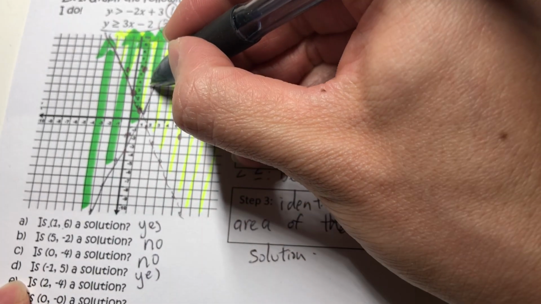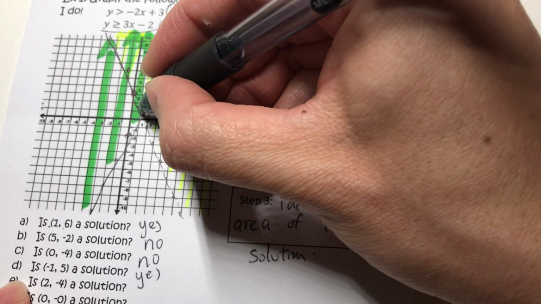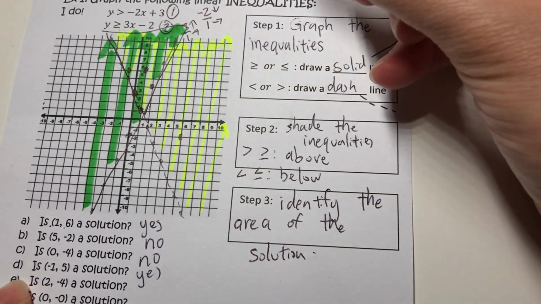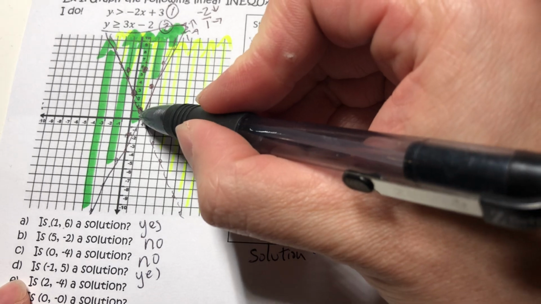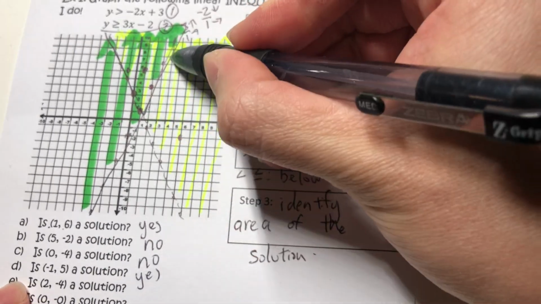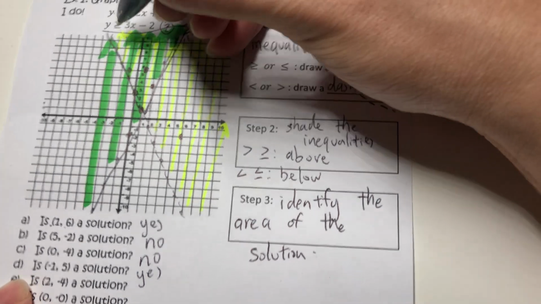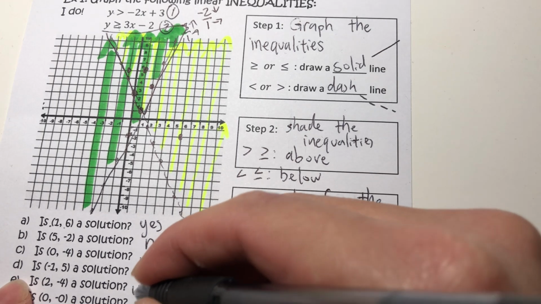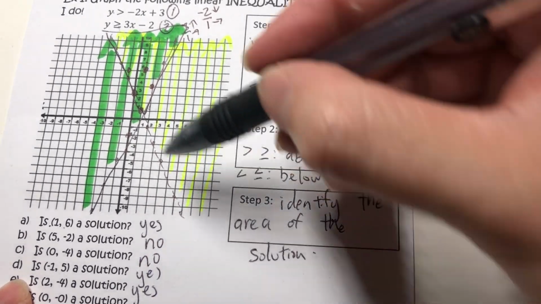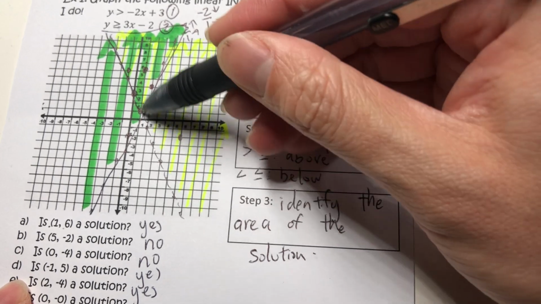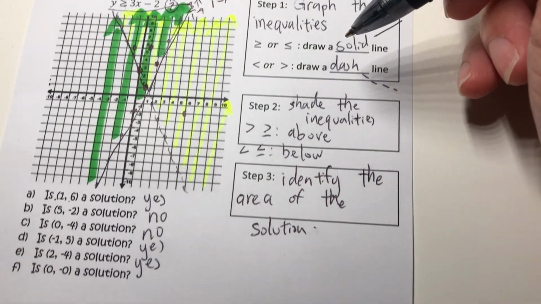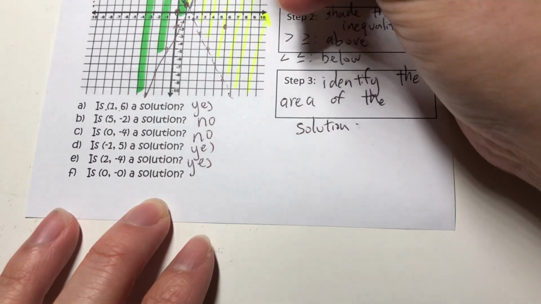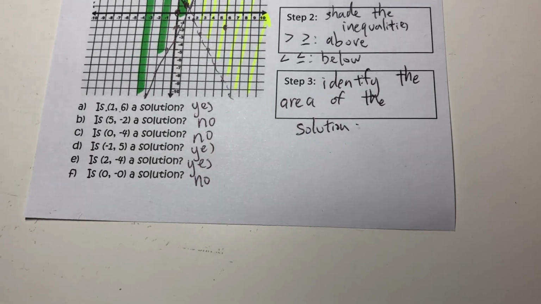2, positive 4. 2, positive 4 is right here. So if I drew the line more accurately, this dot is actually right on the line. And this line, line number 2, has an equal sign. So it's on the line with the equal sign, that means it will be yes. But if it was on this line, which has no equal sign and is dashed, it will be a no. And last one is 0, 0, a solution. 0, 0 right here, this is not a solution. Alright, go ahead and try the next one.